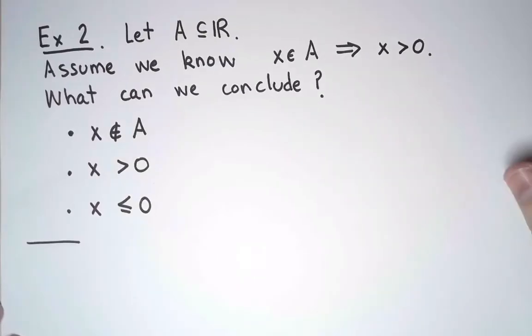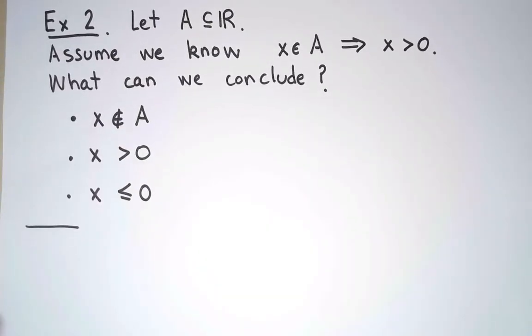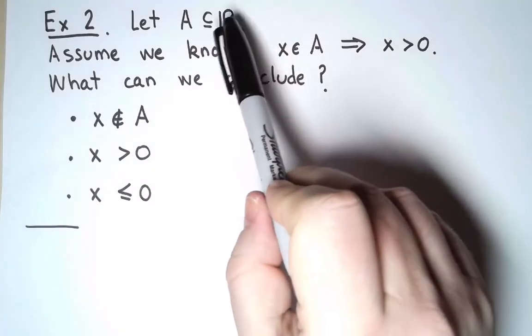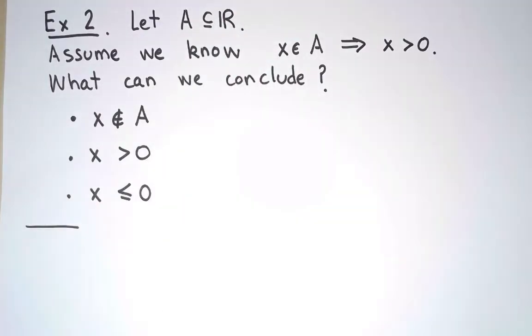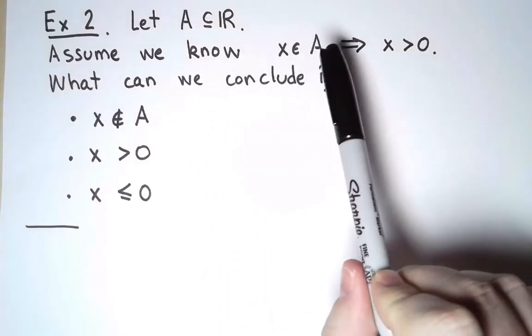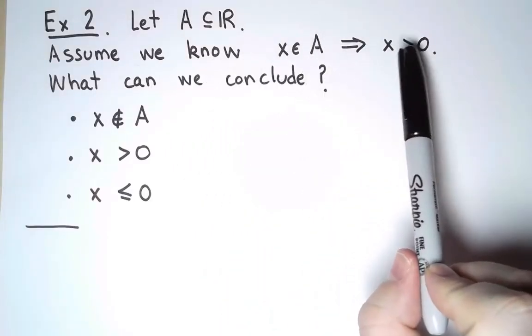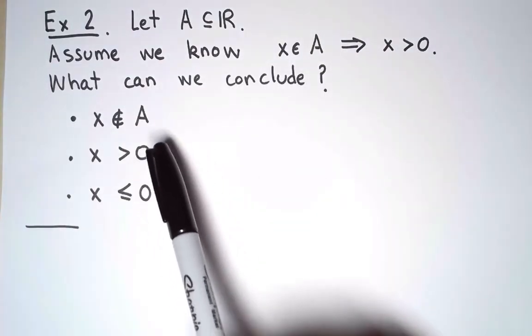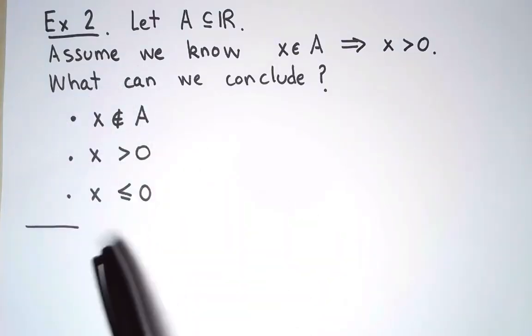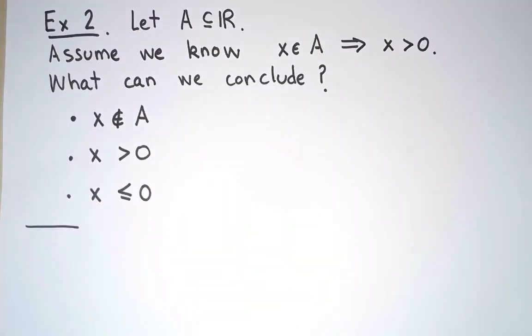To test that that is clear, here is a little exercise for you. I have a subset of the real numbers, which I'm calling A, and assume we know this is true for this set, that if x is an element of A, then x must be positive. What can I conclude in each one of these three cases about a real number x? Pause the video for just 15 seconds, think about it, and then continue watching.